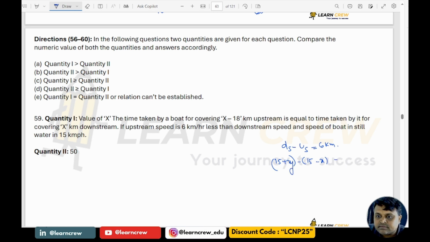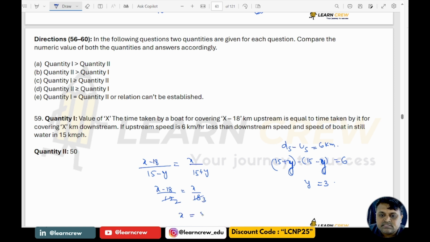So 15 plus y, where y is the speed of stream, minus 15 minus y is equal to 6. From this I got y as 3. 2y is 6, y is 3. Now you got the speed of current y. Directly you can substitute here. So X minus 18 by upstream, 15 minus y, X by 15 plus y. So you can say X minus 18 by 12 is equal to X by 18. 6 2s are, 6 3s are. So 3X minus 2X, thereby X is equal to 54.